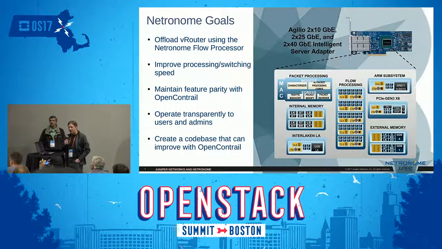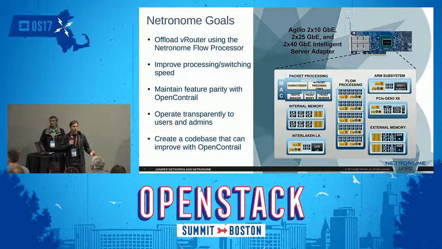And so when we first engaged with Juniper, we basically set out to accomplish the following. First of all, we wanted to try to offload the vRouter data path onto the NFP card, which is embedded in the NIC. We wanted to improve the overall processing and switching of the system, but we also wanted to make sure that we maintained feature parity with the existing Contrail system, and make sure that also the existing interface to using Contrail looked exactly the same. Ideally, we wanted people to be able to use our hardware within their data center and not know that anything out of the ordinary was happening other than the network was faster.